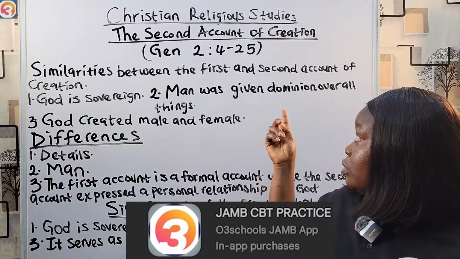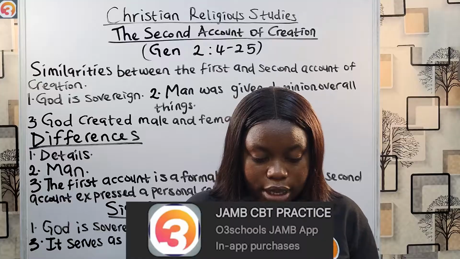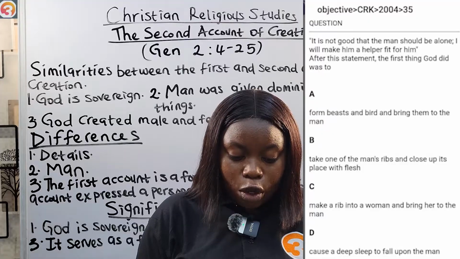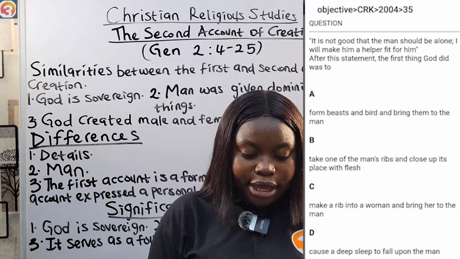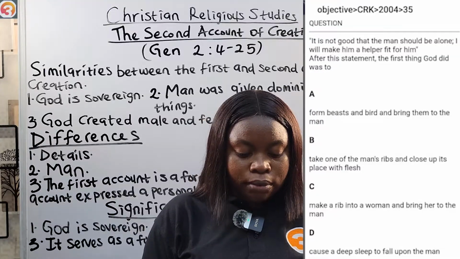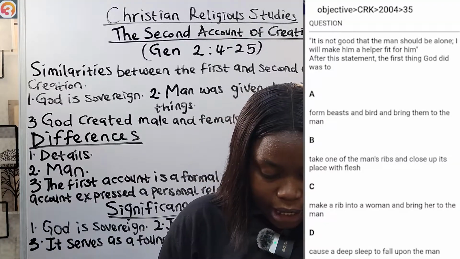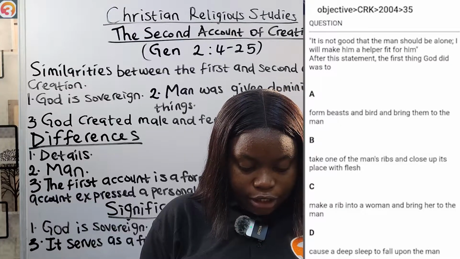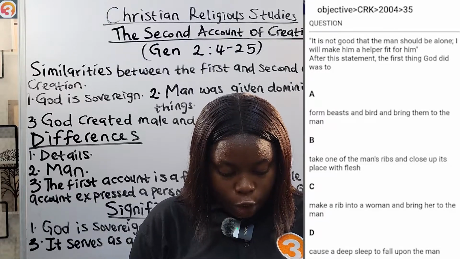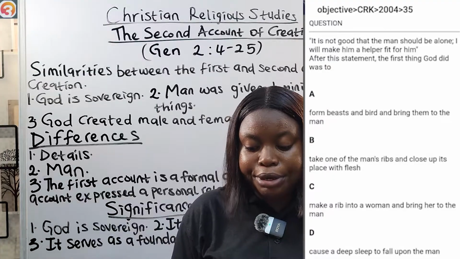Like now, questions on the second account of creation, I can search for it and get it. Here's one, 2004 UTME, number 35. It is not good that man should be alone. I will make him a helper fit for him. After the statement, the first thing God did was to A. Form beasts and birds and bring them to man. B. Take one of man's ribs and close up its place with flesh. C. Make a rib into a woman and bring her to man. D. Cause a deep sleep to fall upon the man. The answer is A. Form beasts and birds and bring them to the man.